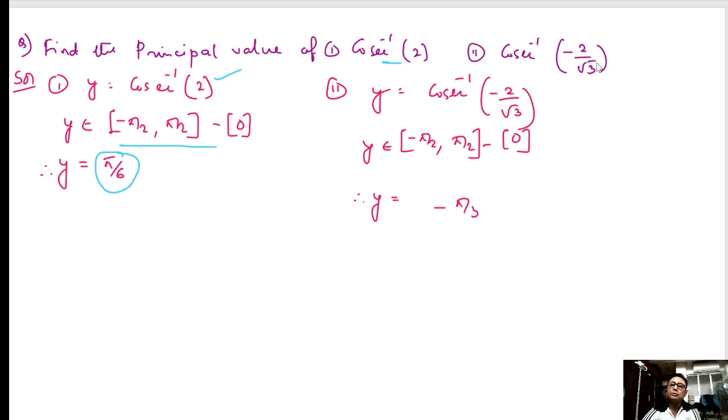Cosec inverse minus 2 by root 3 is minus pi by 3, and I know that minus pi by 3 is within this range, so I can choose this value very clearly.